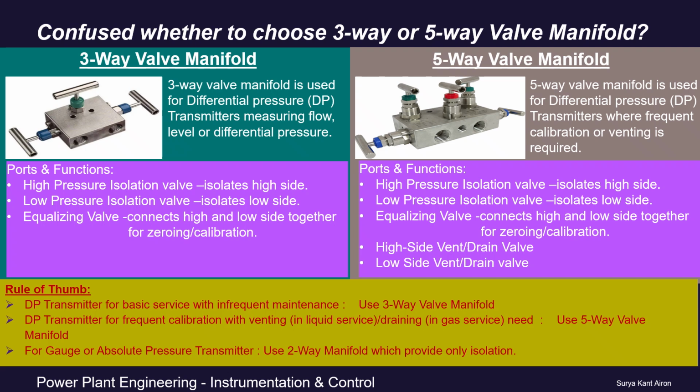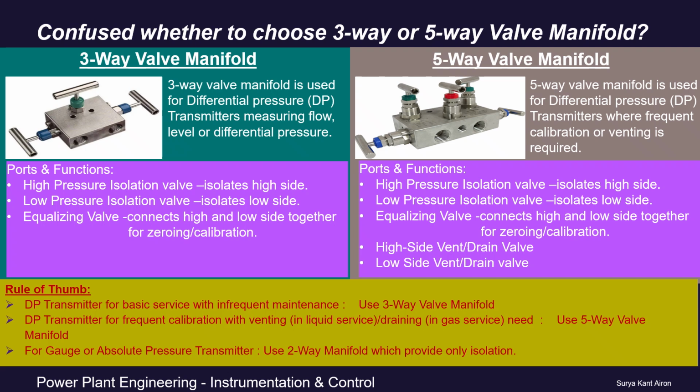Basically, a three-way valve manifold is used for a differential pressure transmitter measuring flow, level, or differential pressure. It has a high pressure isolation valve, which is to isolate the high pressure side. The next port is for the low pressure isolation valve, which is to isolate the low pressure side, and one equalizing valve, connecting the high and low side together for zeroing or calibration.